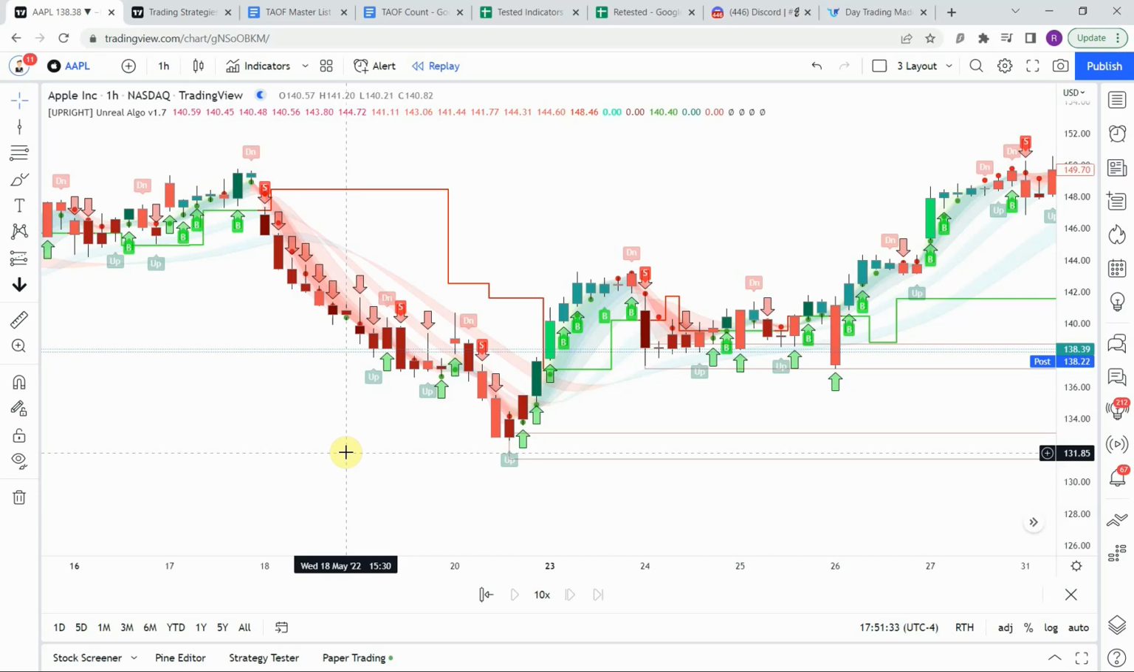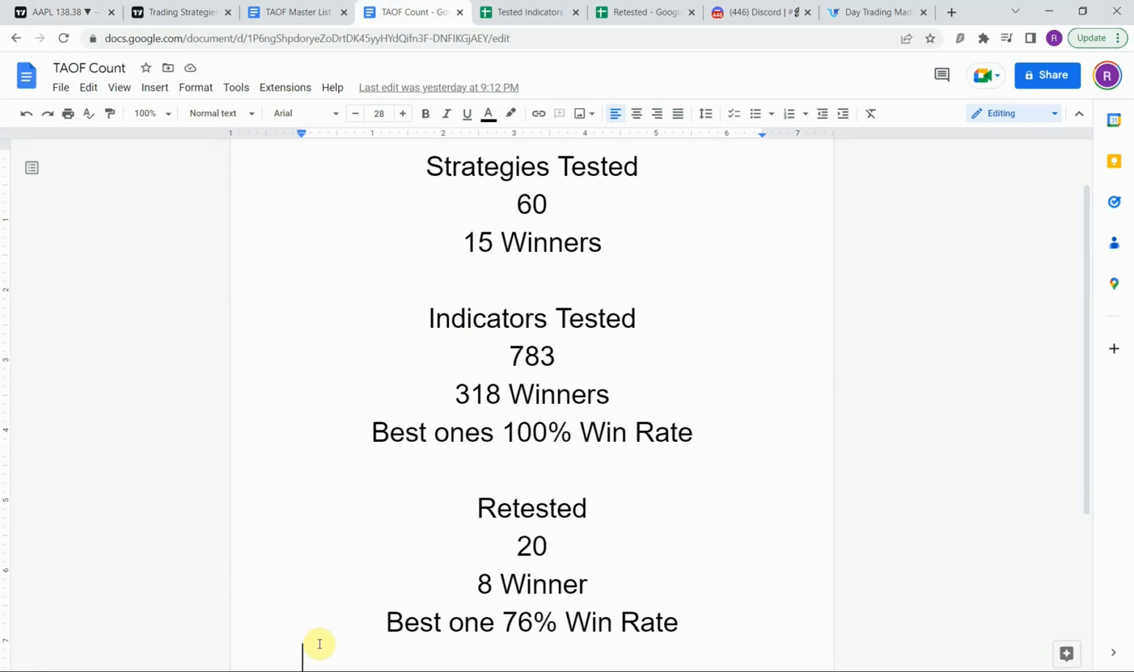Alright, as I said, today we will be looking at an options trading strategy. Before we do though, I wanted to put the testing scoreboard up for everyone to see. So to date, we have tested a total of 60 different strategies, with 15 of them being profitable. We have also tested a total of 783 indicators, with 318 of them being winners. The best ones so far were able to achieve a 100% win rate.